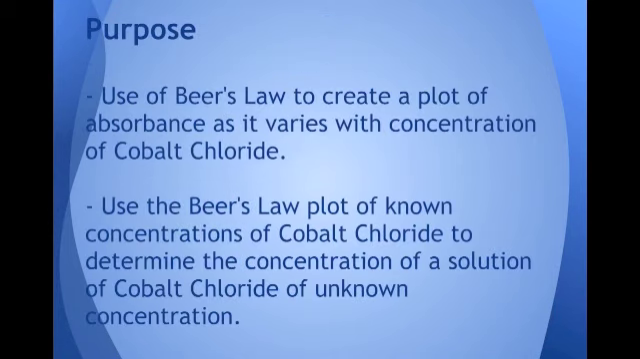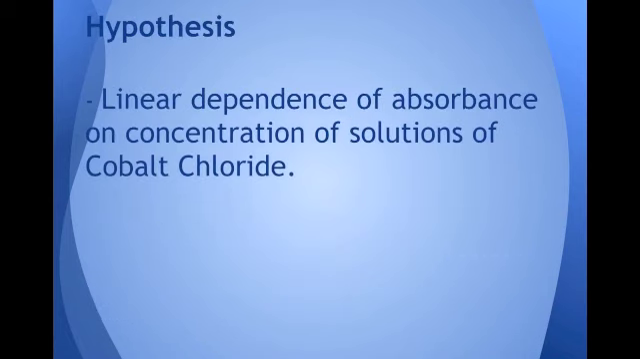So the purpose of the lab is to use Beer's law to create a plot of absorbance as it varies with concentration of cobalt chloride hexahydrate. And also it's to use the Beer's plot of known concentrations of cobalt chloride to determine the concentration of a solution of cobalt chloride of unknown concentration. The hypothesis of this experiment is a linear dependence of absorbance on concentration of solutions of cobalt chloride.